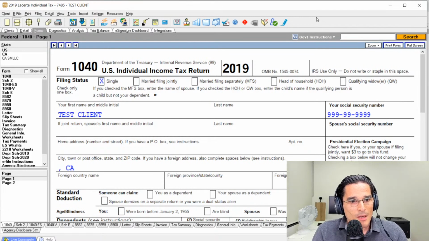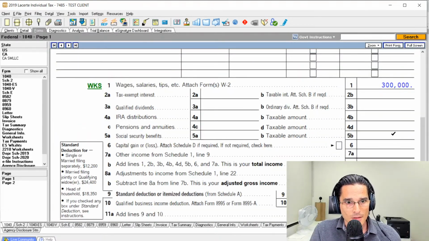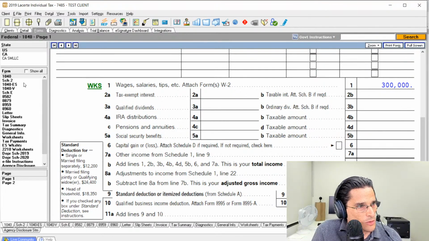All right. So let's take a look. We've got the $300,000 in wages. And, whoa, where'd our loss go? We had $25,000 losses before, now we have nothing? Crazy. Let's try to trace this back. Let's look at Schedule... well, Schedule 1 doesn't even exist on the return anymore.